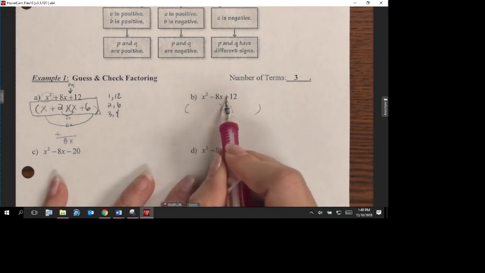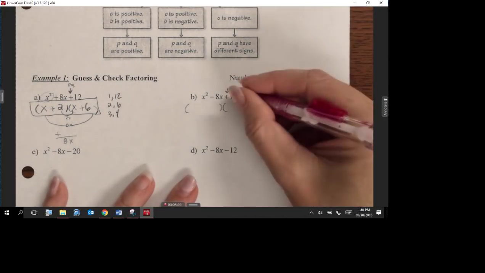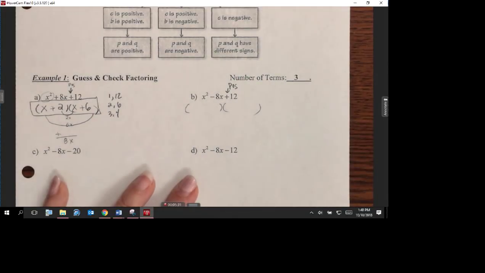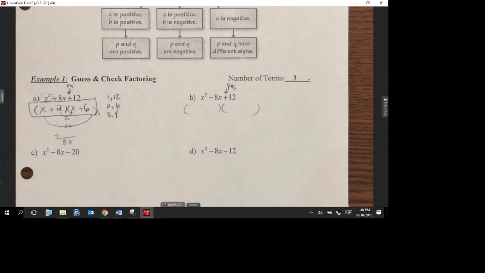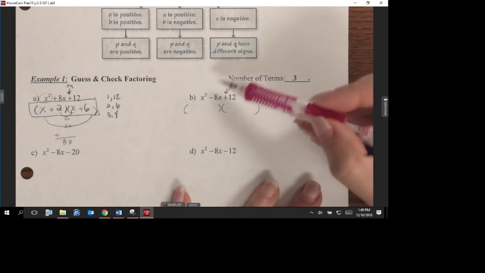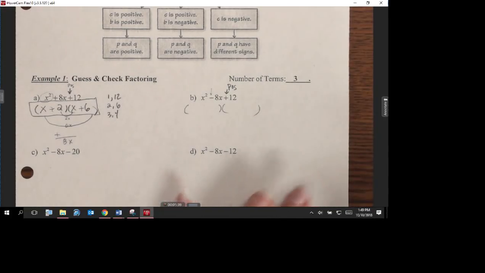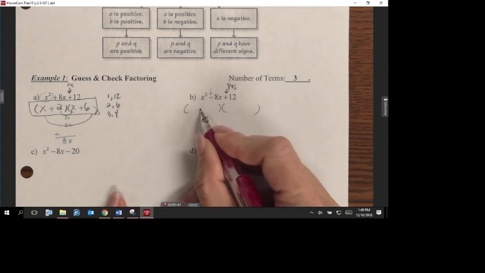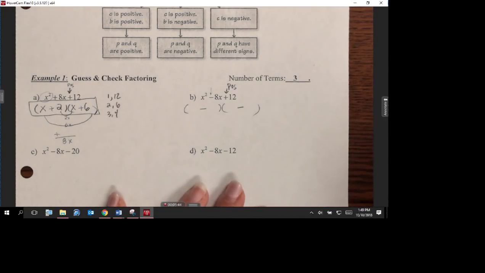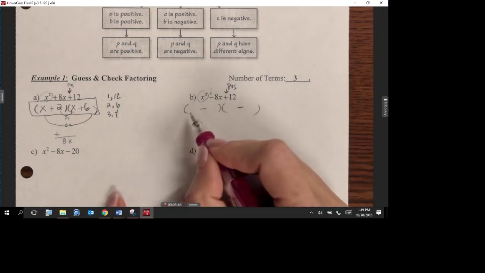So this one goes negative, positive. So we look right here and we say this is positive. If the last term is positive, what does that tell me about the signs? Same sign. We look at the first one. What sign are both of them? They're both minus. Then we say x squared, that has to be x and x.